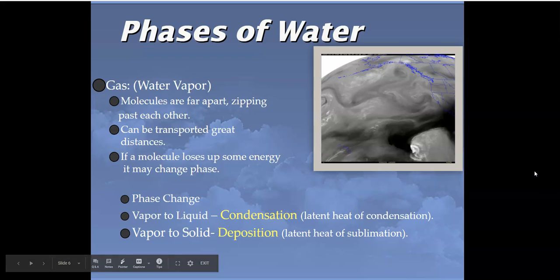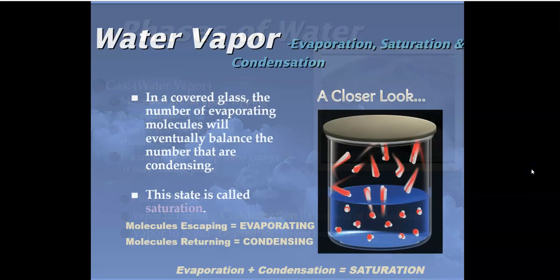The gaseous form of water, or water vapor, the molecules are very far apart, zipping past each other, and it can be carried great distances. If a molecule loses some of its energy, it can change phases. We can go from a vapor to a liquid, which we call condensation, and we can go from a vapor to a solid, or deposition, or depositing.